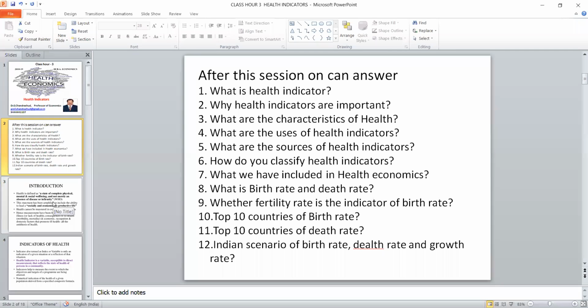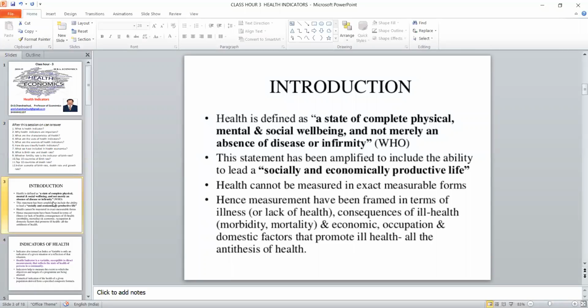Before entering into the health indicators, first we should have some basic idea or introductory part for health economics. The World Health Organization has defined the term health in this way. I'm reading that: a state of complete physical, mental, and social well-being, and not merely an absence of disease and infirmity. This is a definition given by the World Health Organization.